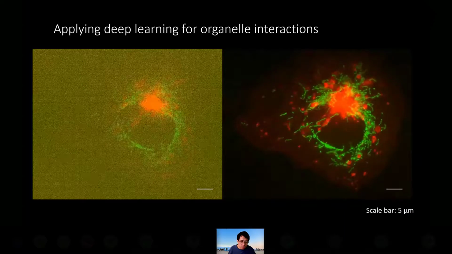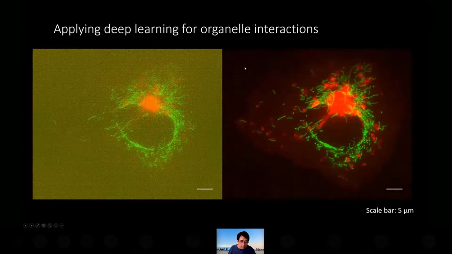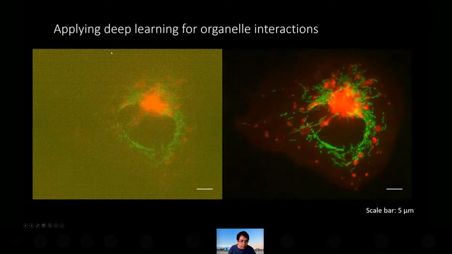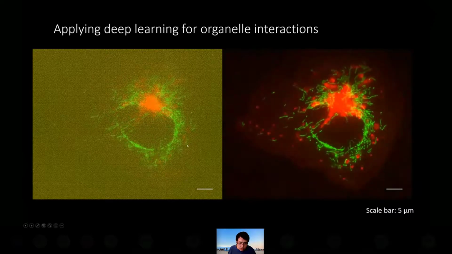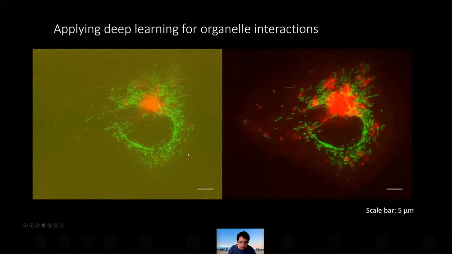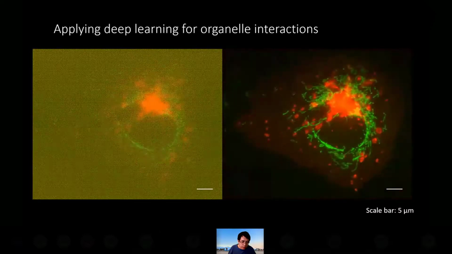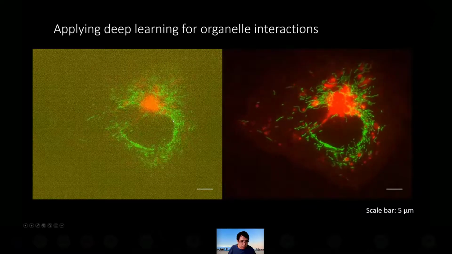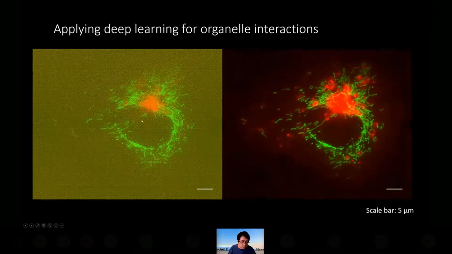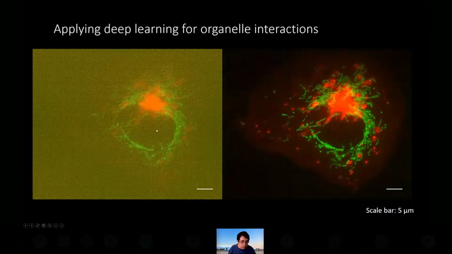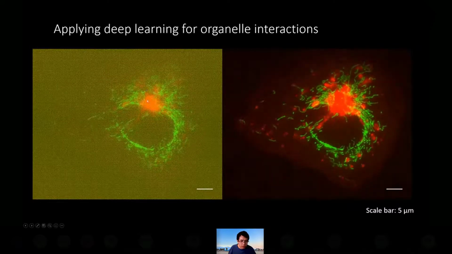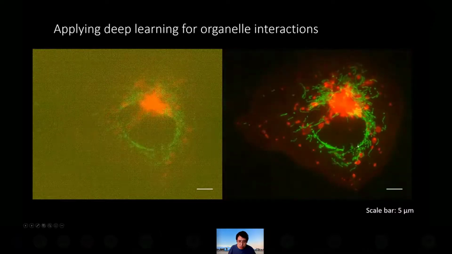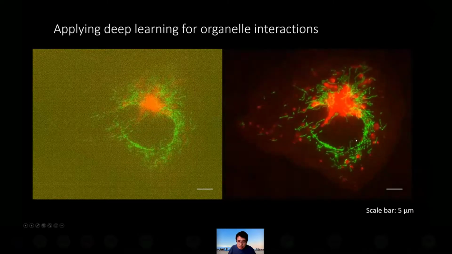In the next application example, we applied the two different models we trained on the fixed data set to live cells. On the left side of the images you see here are mammalian cells transfected with a lysosome as well as a mitochondrial matrix protein. The green color is the mitochondrial matrix protein, whereas the red color is the lysosome. As you can clearly see, from the raw data set no useful information can be extracted, whereas in the deep learning restored images, we can clearly track these two organelle interactions and dynamics.